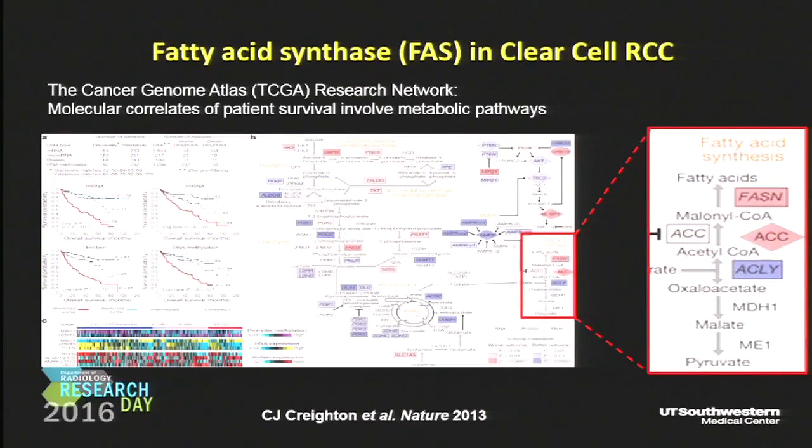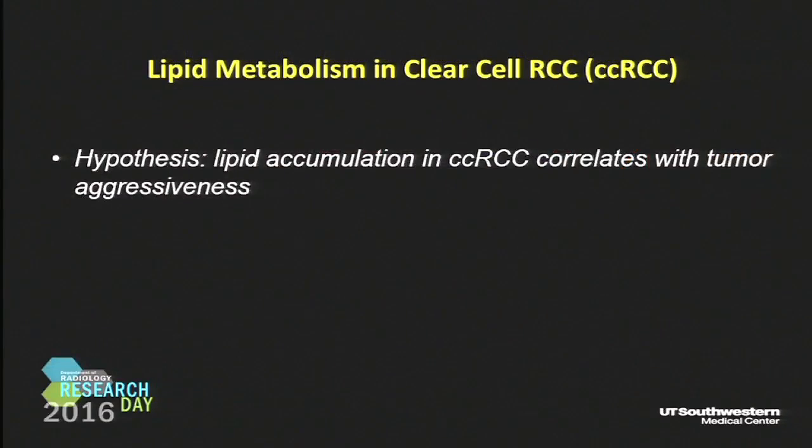Fatty acid synthase is a key enzyme in the biosynthesis pathway of fatty acids. This paper from the Cancer Genome Atlas group has revealed that the upregulation of the genes that control this enzyme correlates with worse prognosis. Therefore, we hypothesize that the lipid accumulation in clear cell RCC correlates with tumor aggressiveness.